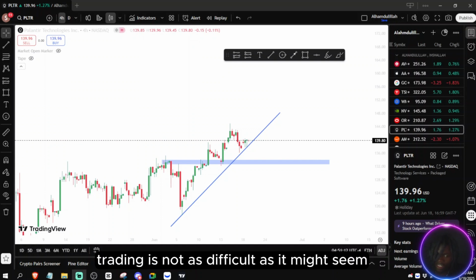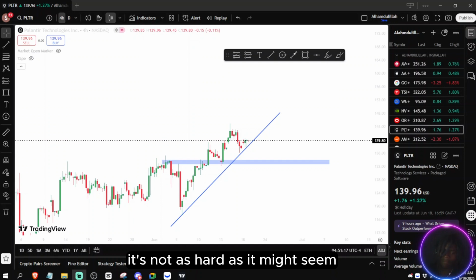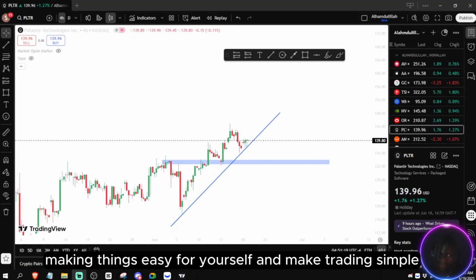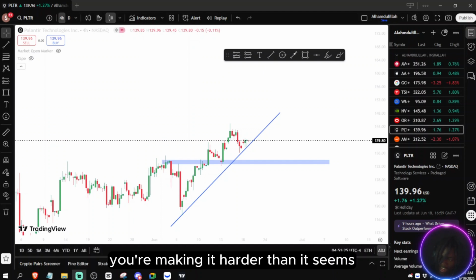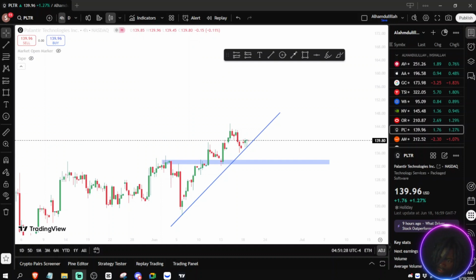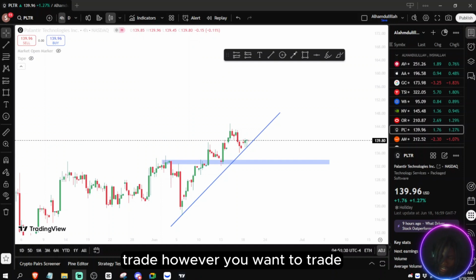I'm telling you, trading is not as difficult as it might seem. I want you guys to just start progressing, making things easy for yourself, and make trading simple. You're making it harder than it seems. Just trade your trend line, trade however you want to trade. Make it simple, don't make it hard.